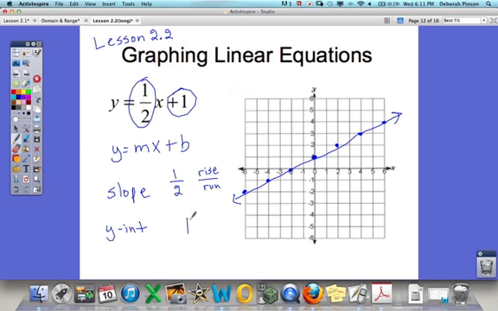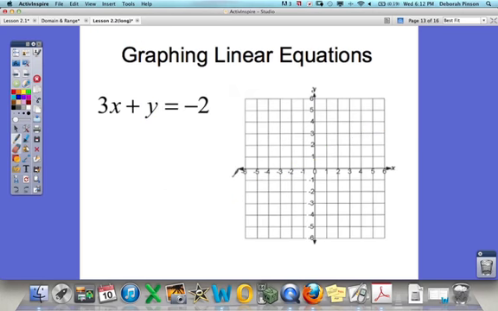Now I want you to notice one thing. Your y-intercept, if you name it as a point, is the point 0, 1. That's how they're typically going to want you to write it. In your equation, it just has your height there, so it just has the y part of the point's name.